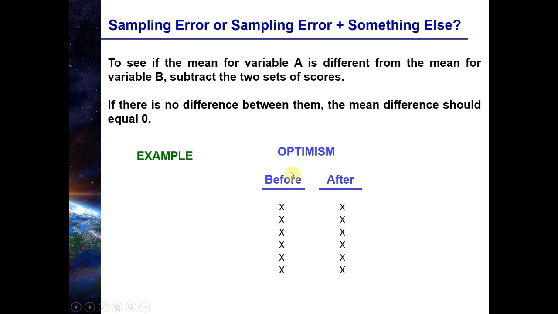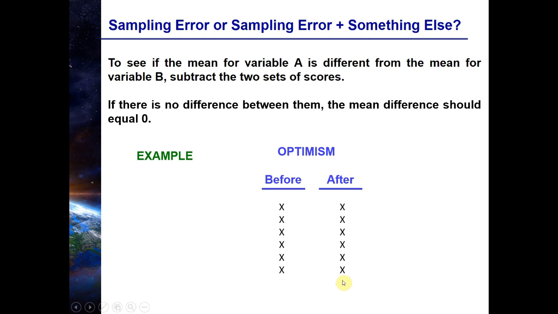Now we're going to calculate a mean for the before, so this will be mean optimism before and mean optimism after. Do you think those two means, X bar before and X bar after, are going to be the same? No, there's going to be sampling error. How do we know? Because we sampled. So the question becomes, why is this mean different from this mean? Is it just sampling error, or could it be sampling error plus something else?